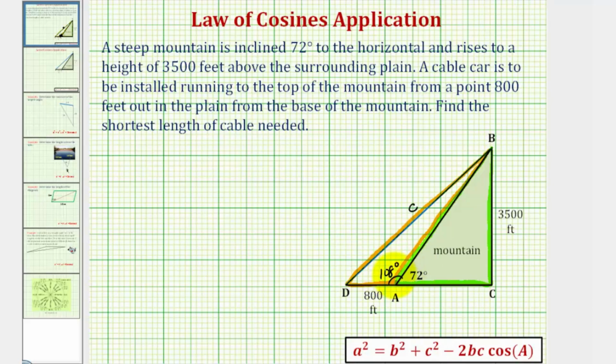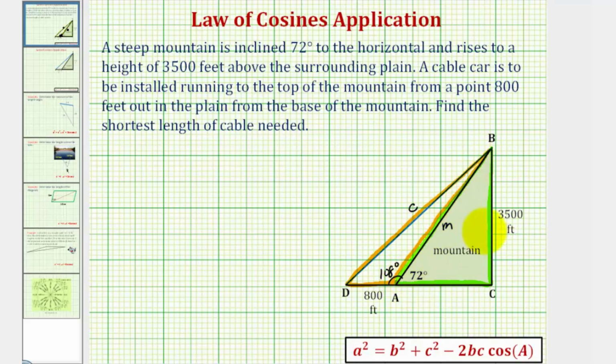But now before we can apply the law of cosines to this obtuse triangle to find the length of side C, since we'll be using this angle that measures 108 degrees, we have to know the length of the 2 sides that form this angle. Well, we know side AD is 800 feet, but we don't know the length of side AB. Let's label side AB side M, and we can find the length of M using the right triangle, triangle ABC, and right triangle trigonometry. Using the angle that measures 72 degrees, notice how we know the measure of the opposite side is 3,500 feet, and side M would be the hypotenuse.